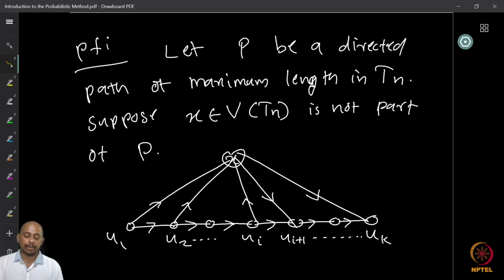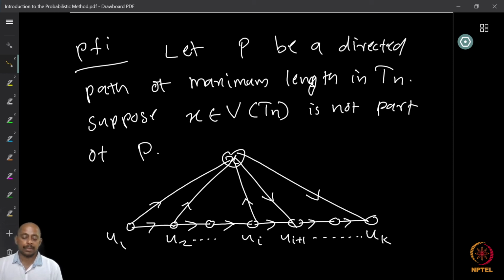So therefore, I can make another path: U1 to UI, UI to X, X to UI plus 1, and UI plus 1 to UK, which is a path of longer length. But this is a contradiction, because we assumed that there is no larger path. So since I can extend this any number of times, I will get a path including all the vertices. It will stop only if there is no vertex which is outside.